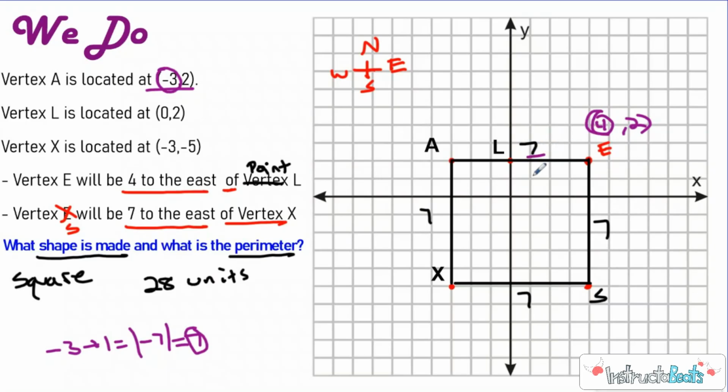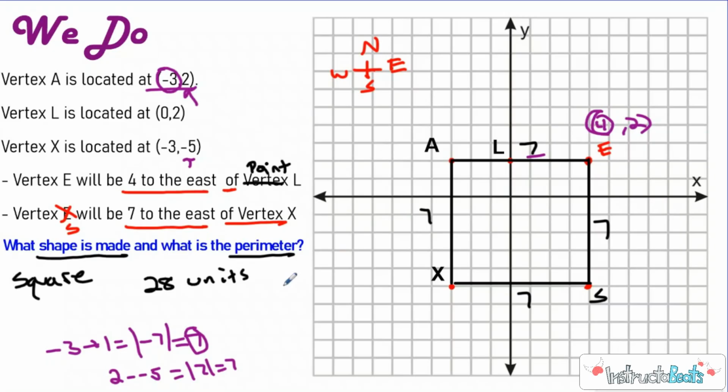If you're looking at A and X here, you'd be looking at the vertical distance, which is going to be referring to the Y ordered pair. So that's going to be 2 for A. For X, that's going to be -5. So guess what? 2 minus a -5 is going to be 7. The absolute value of 7 is 7.